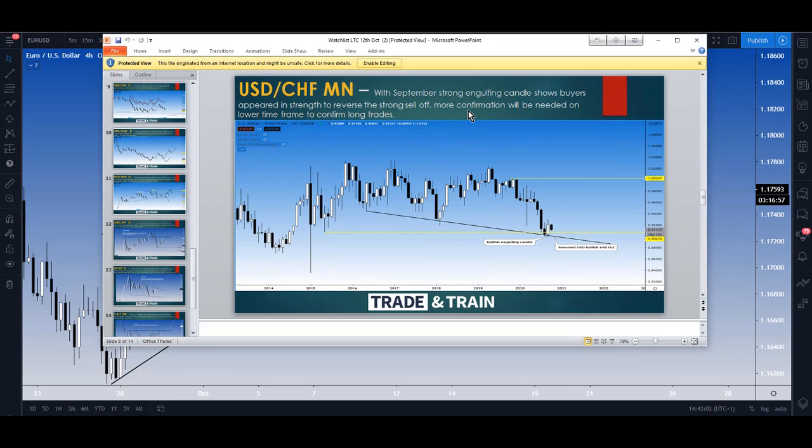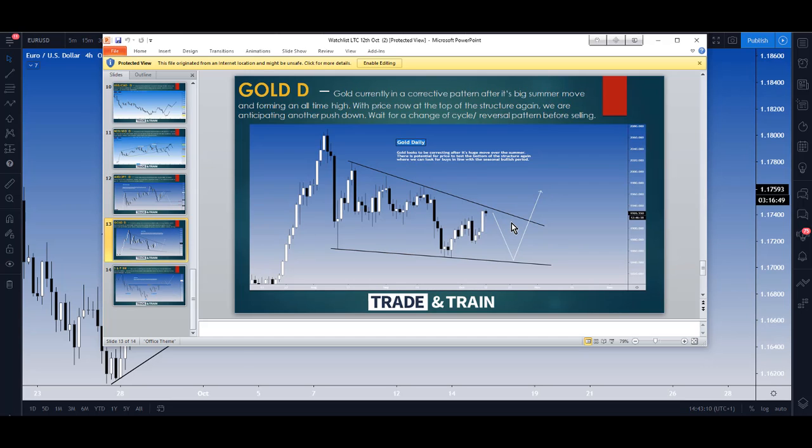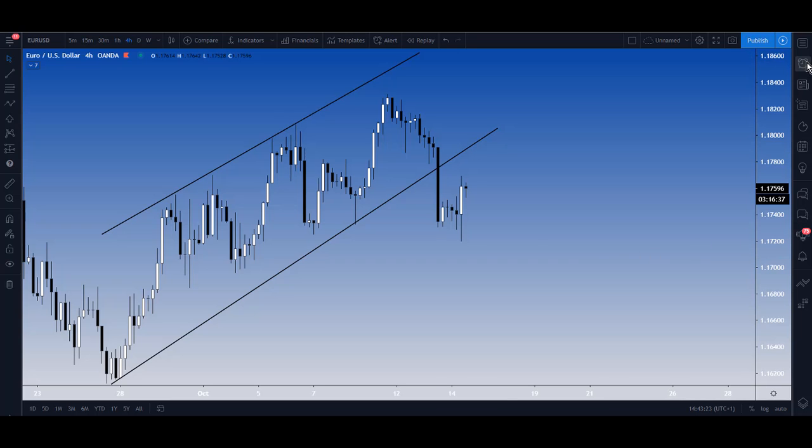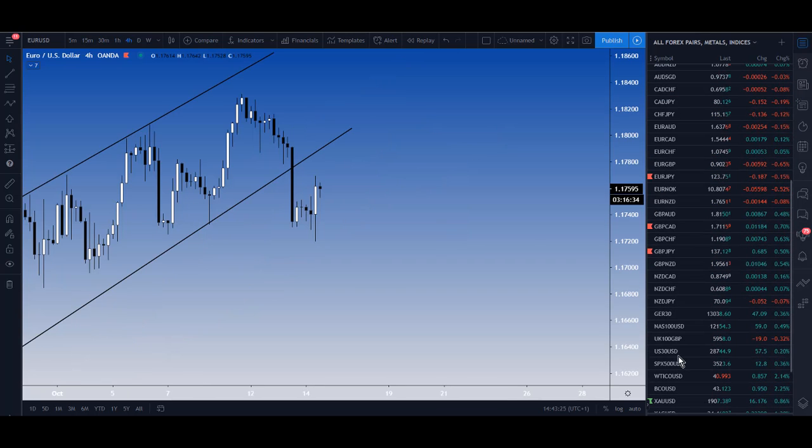What else was on the watch list? A lot of dollar trades. We had gold here. Look, gold daily. Looking for that to come back down to the bottom of this pattern and potentially bounce. So we were at the top of the pattern at the time that we did the watch list. Let's have a look at it right now, see what it looks like.